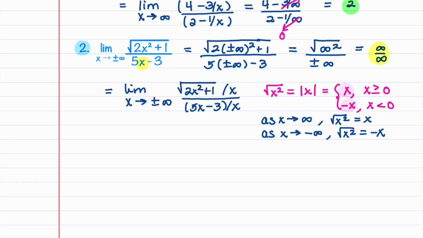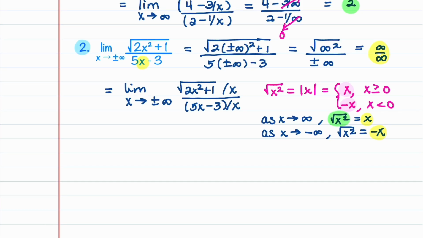Now let's apply this to our limit. Notice that we have a different value as x goes to infinity and as x goes to minus infinity. This means that we're going to have to look at our limits separately. Our first limit is the limit as x goes to infinity, square root of 2x squared plus 1, all divided by 5x minus 3.